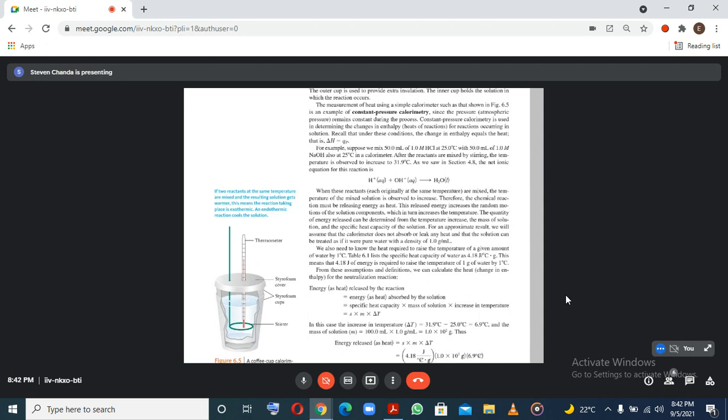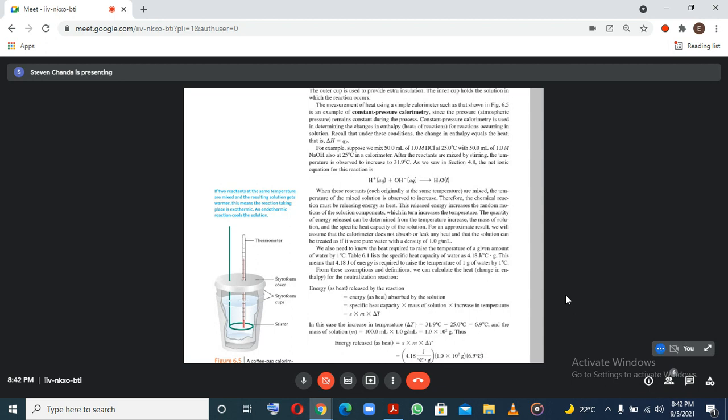So if two reactants at the same temperature are mixed and then the resulting solution gets warmer, then what are you thinking? You are thinking it's an exothermic reaction. So then you know which sign you are going to assign to that enthalpy change. Yes, that heat is there, but you have to give it a sign. Usually, as you will see, the formula pretty much does that for us, but it's good to have that understanding.